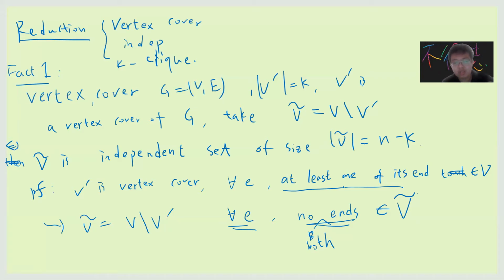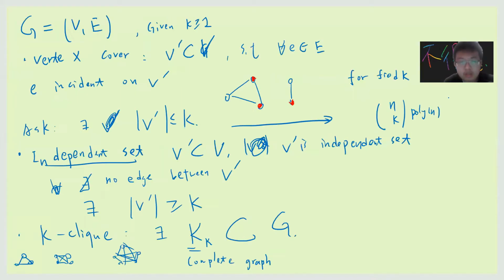So this is at least one, so there'll be two of them, or one of them. But I should say both ends should not belong to V tilde. So this means that for every edge, you should not find the 2 points on this edge both belonging to V tilde. By definition, this is an independent set.